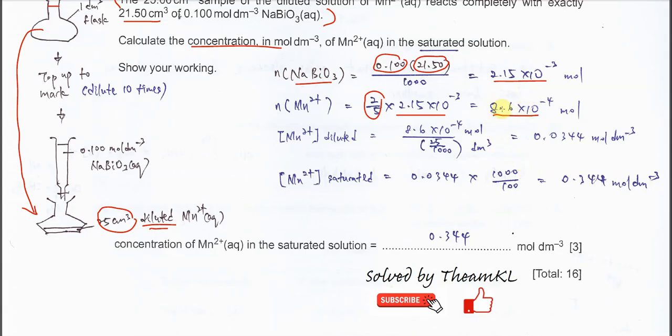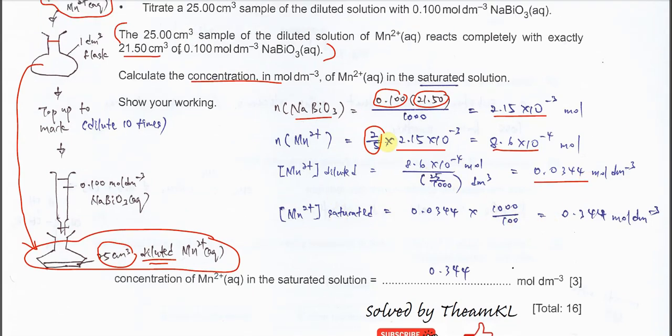Once you get this mole, then you need to find the concentration of this diluted manganese(II) solution. So use the mole and the volume. The volume used is 25 cm³. Convert to dm³, which means 25 over 1000. So then use the mole over this volume. You get 0.0344 mol per dm³.